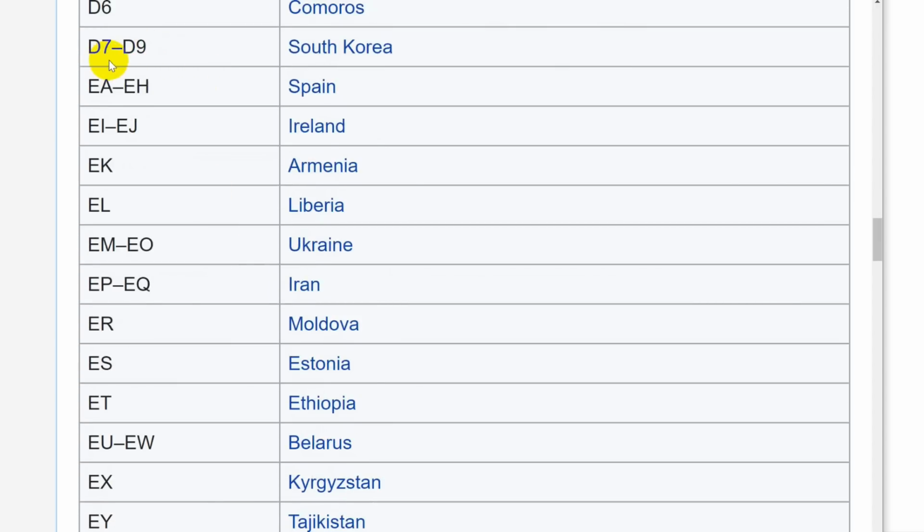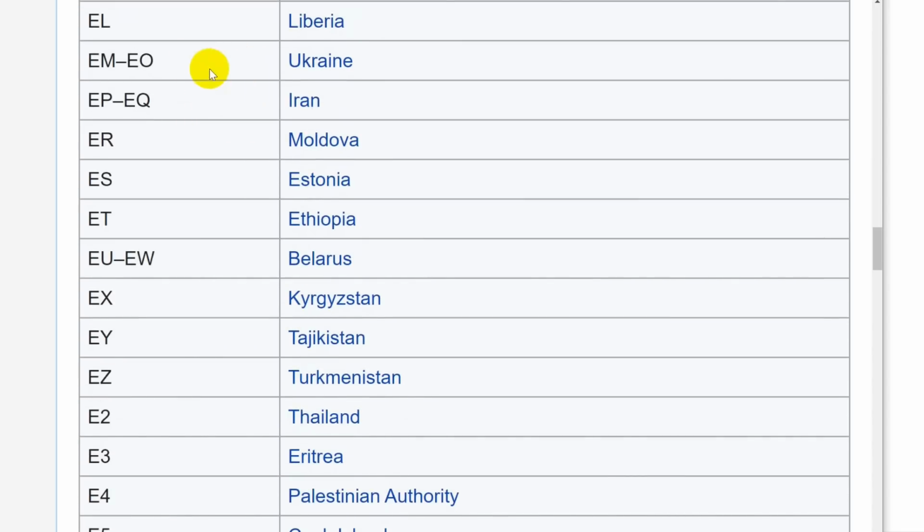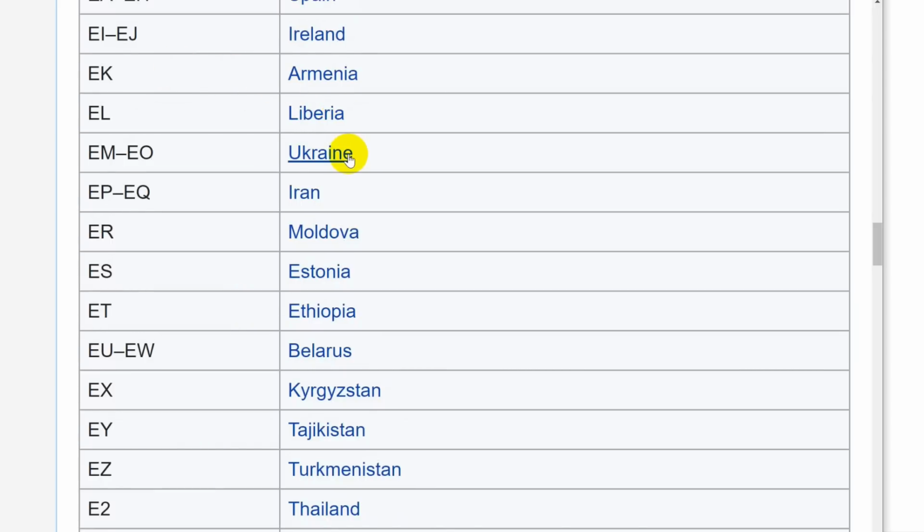South Korea is D7 through D9, but that's not what you usually hear. Ireland is EI through EJ, okay? And you'll hear EI stations on the air. Now, some of the older parts of the USSR still carry those call signs, but the Ukraine has got their own now.